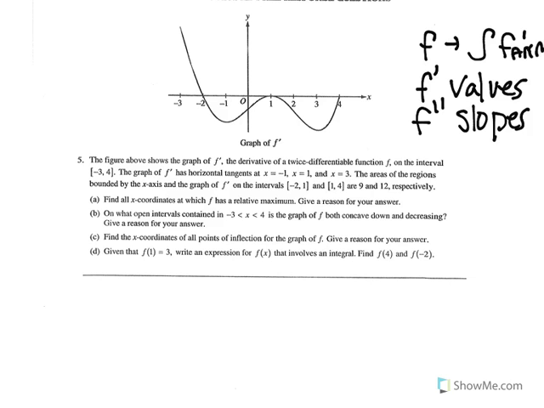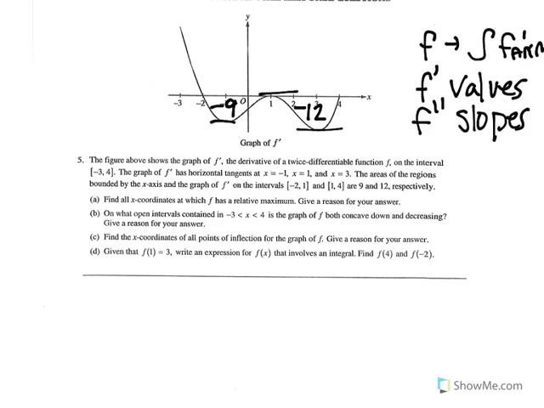under the curve. Now they tell me there's horizontal tangent lines, and I can see them at -1, 1, and 3. And they've given me some areas of some regions. And they're kind of trying to trick me here. They tell me this area is 9, but I know it's really -9. And this area is -12.